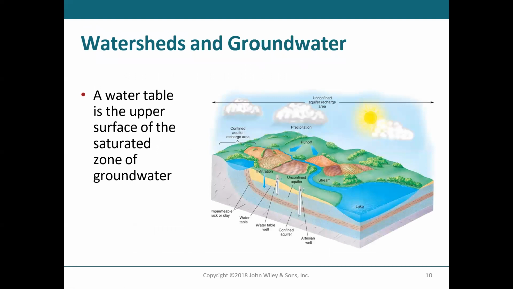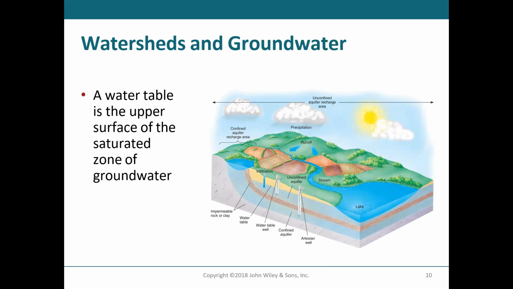Watersheds and groundwater. So here is where you basically understand the components of a watershed. When excess surface water seeps downward through the soil and porous rock layers until it reaches impermeable rock or clay, it becomes the aquifer, right? And the water table is the upper surface of the saturated zone of groundwater.